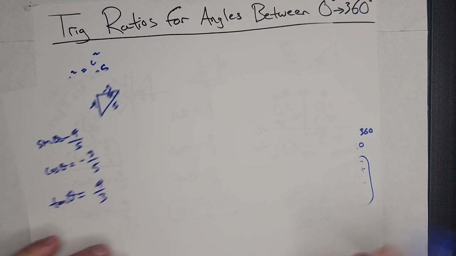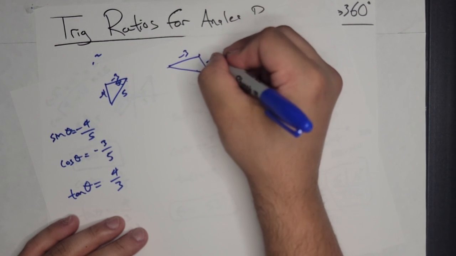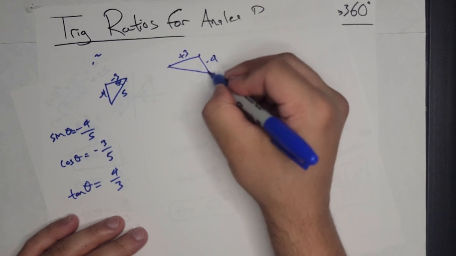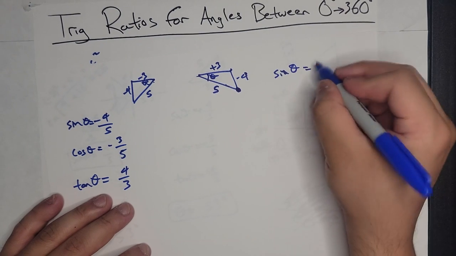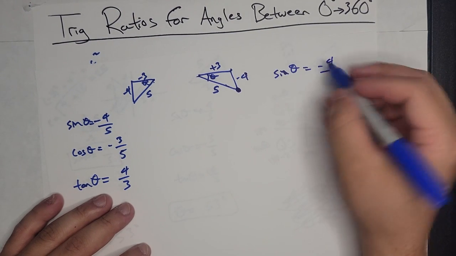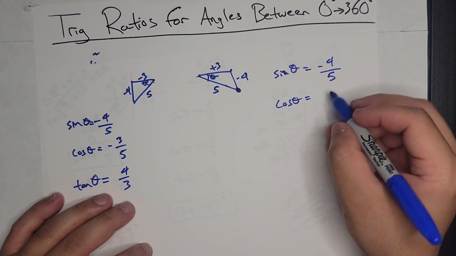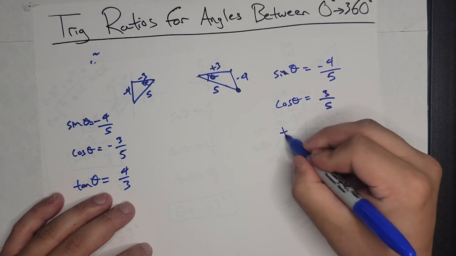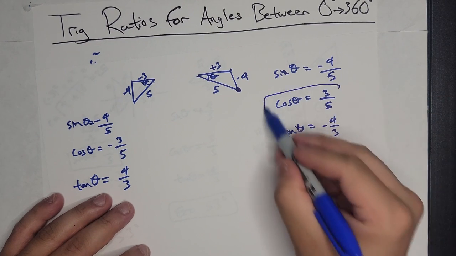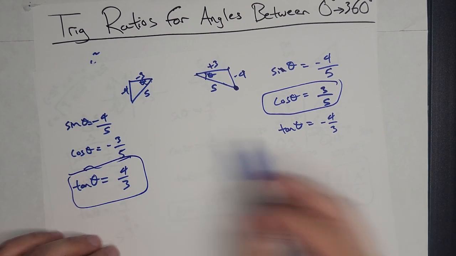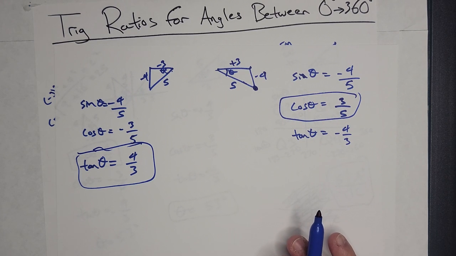And now let's do the last one. This is positive 3 and -4. That's the point. Angle, and we still have 5. If you were to write these out, sine theta is equal to opposite, -4 over 5. And that's basically what it is.